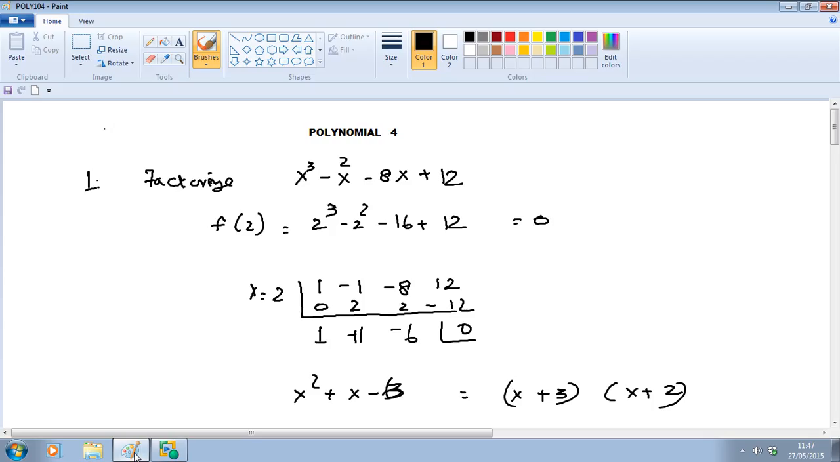Welcome to our next lesson in polynomials. The first problem is factorize x cubed minus x squared minus 8x plus 12.